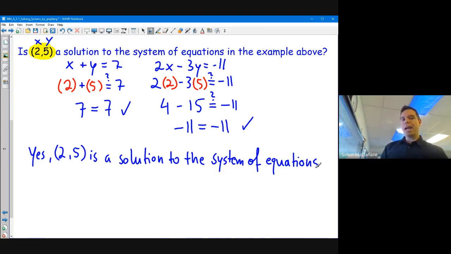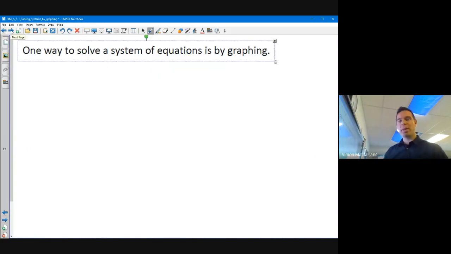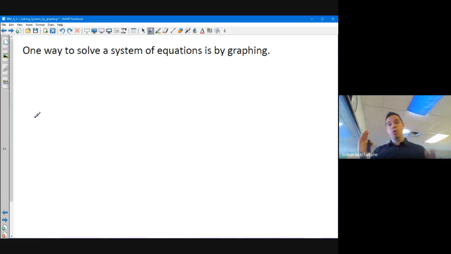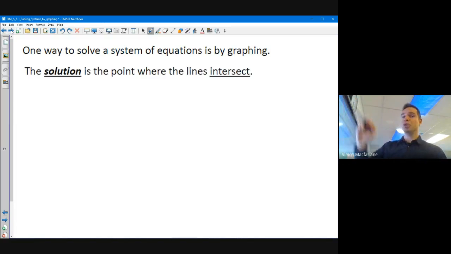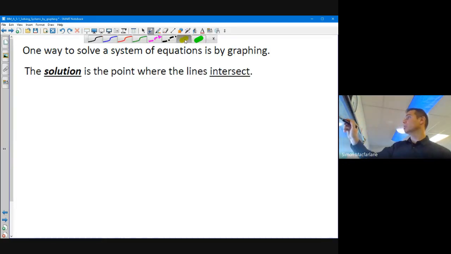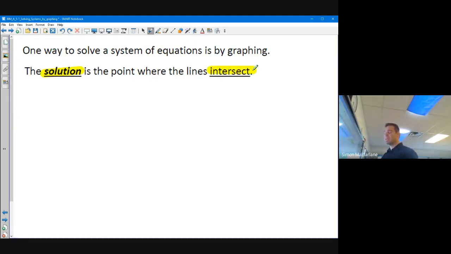When you want to find a solution, so if you're given two equations and you want to find it, there are several ways that you can do that, several ways to solve a system of linear equations. One of those ways is by graphing. Okay, one way to solve a system of equations is by graphing. When you graph those two lines, the point where they intersect, that's a point they both have in common. So that's the solution. All right, the solution is the point where the lines intersect.